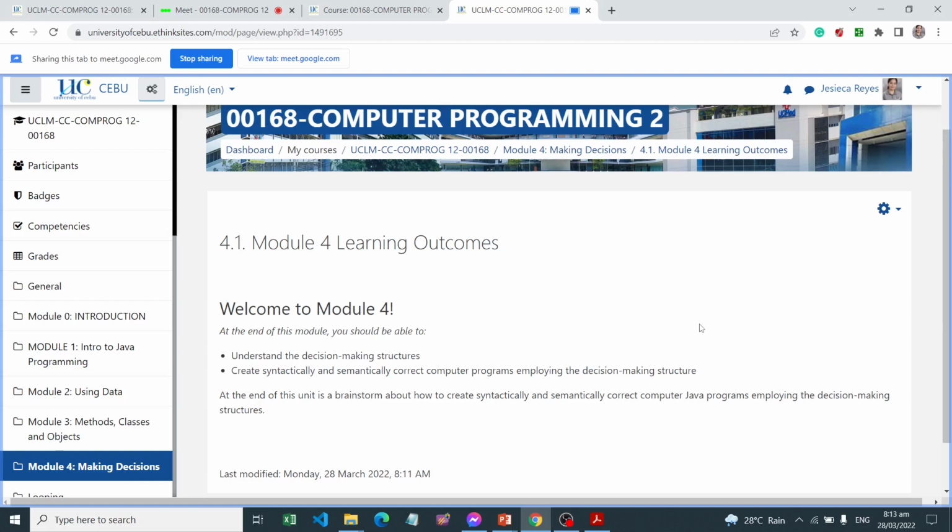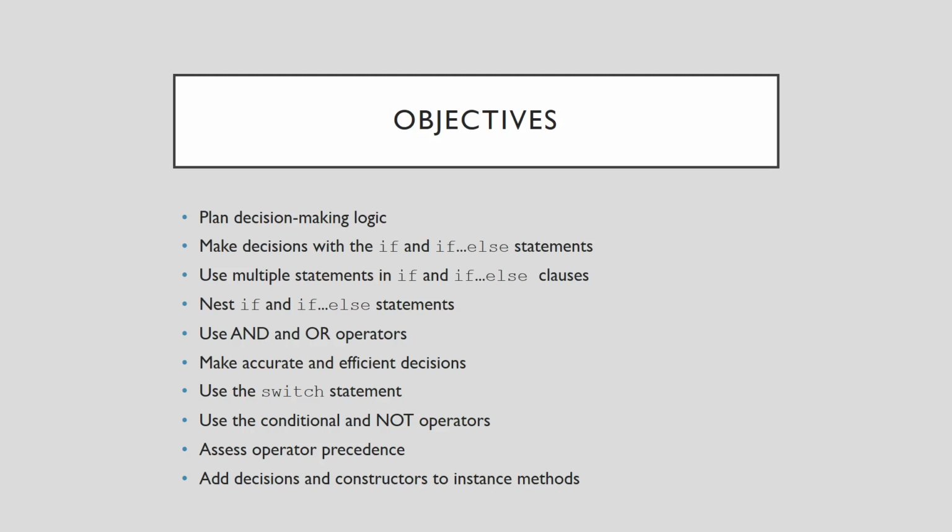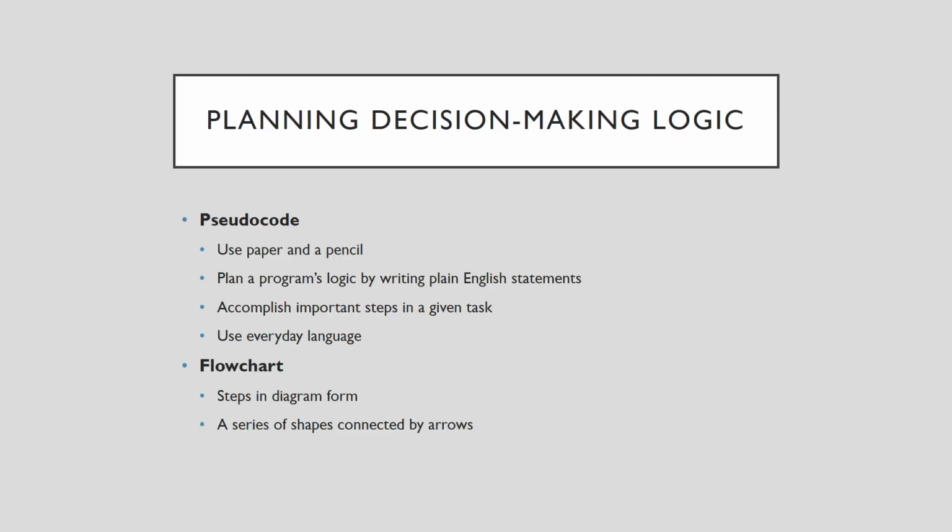multi-way selection structures like using the switch. All right. So, this one involves different topics for the decision-making structures. And we have the following objectives in this presentation. And all of these are under the decision-making structures.